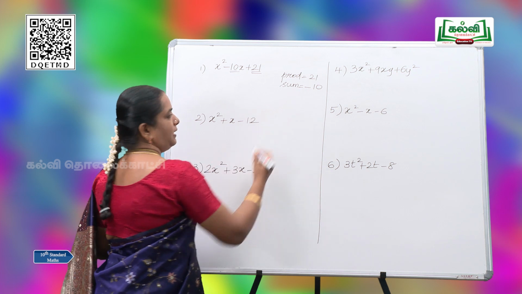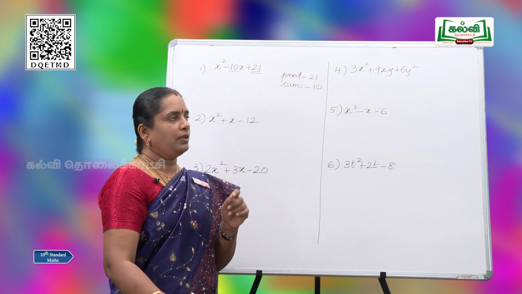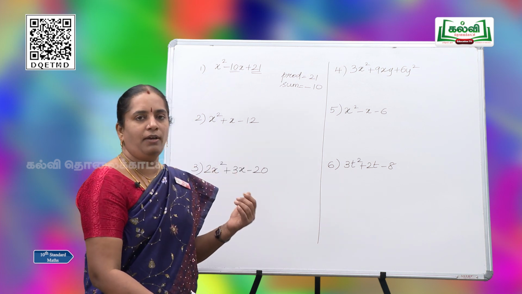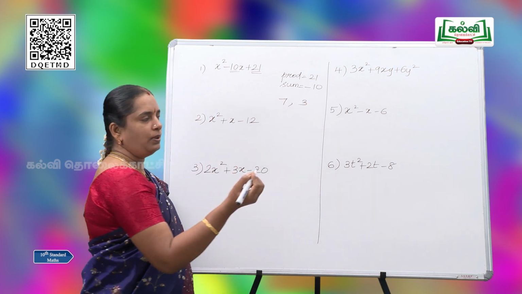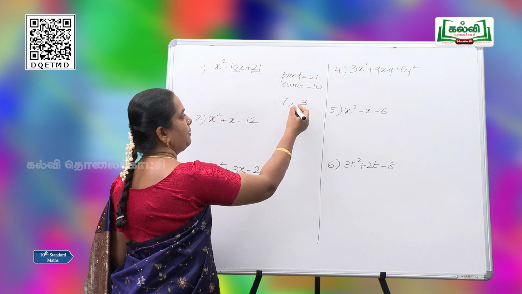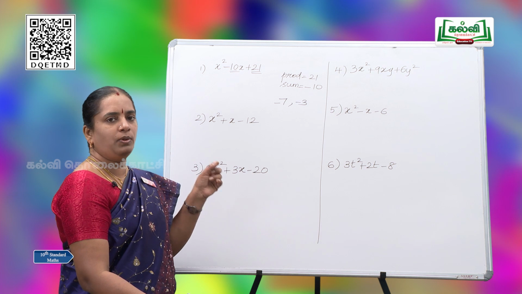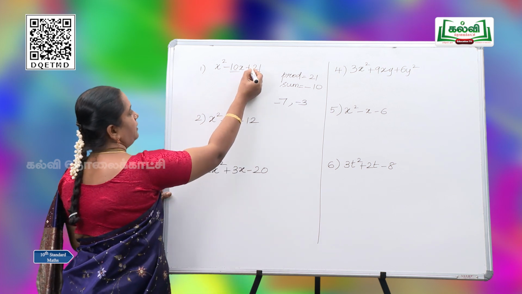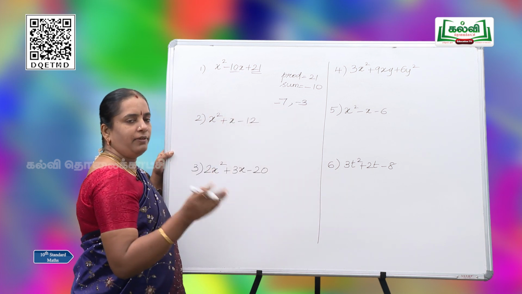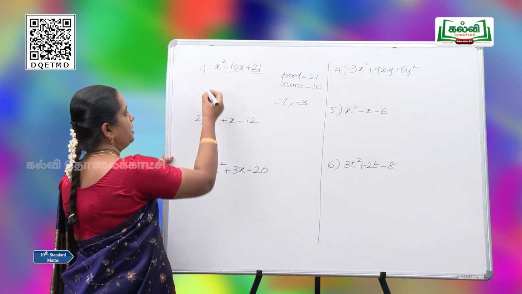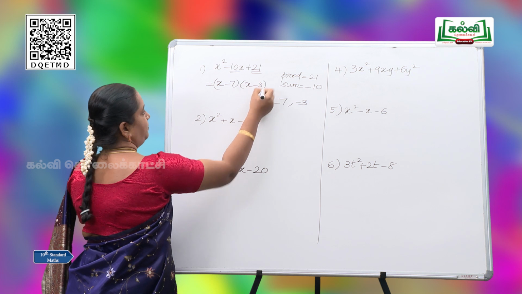Since the sign is 10 minus here, those two numbers will have negative sign. Okay. So, what two numbers? Yes, have you thought? Yes, very good, 7 and 3. So, 7 and 3 are the two numbers whose product is 21 and sum is 10. Since the sum is minus 10, we should take both the numbers as negative. If the product is positive, the numbers will have the same sign, whether they are positive or negative. So, we have to split it as x minus 7 into x minus 3.